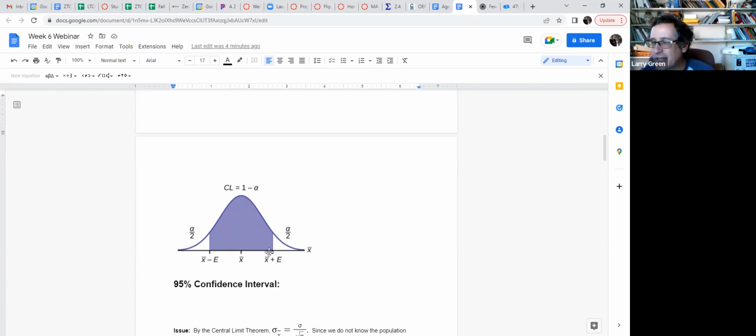Any questions on the idea of what a confidence interval does? That way you can be 95% confident, right? That means a 95% probability that the mean is actually in that interval.